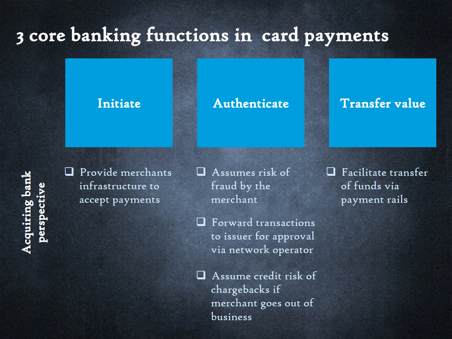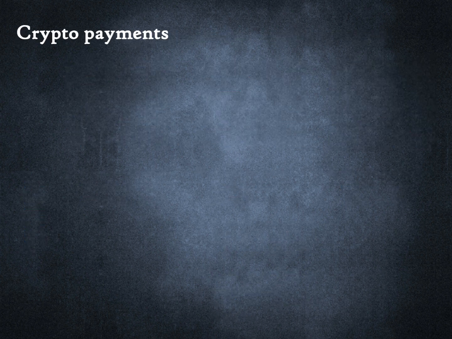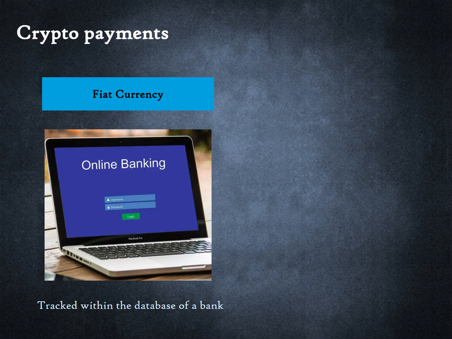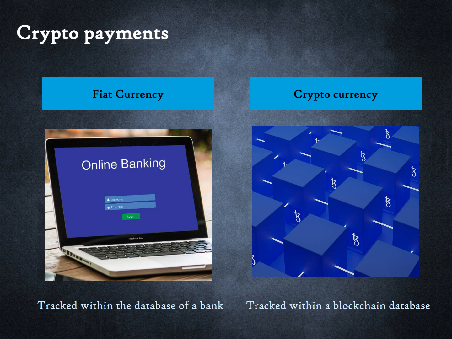Now that we are done with cards, let's move to cryptocurrency. We can think of cryptocurrencies as digital equivalents of fiat money that resides on a special type of database called the blockchain. While fiat money is tracked in a bank system, cryptocurrency is recorded in the blockchain. To understand cryptocurrency better, first, we will learn about how fiat currency works.